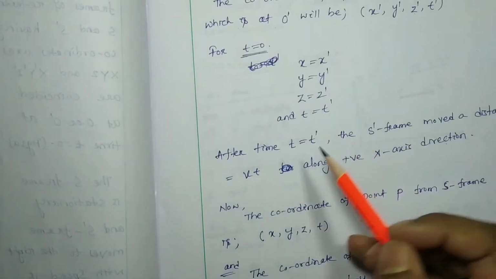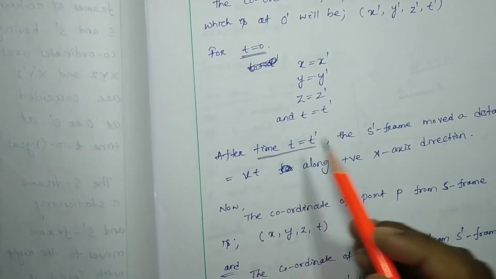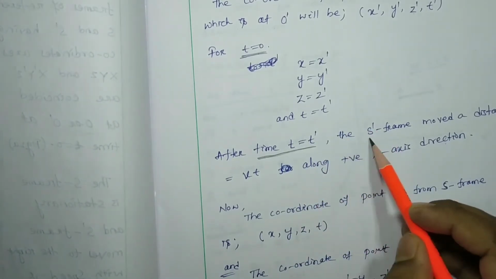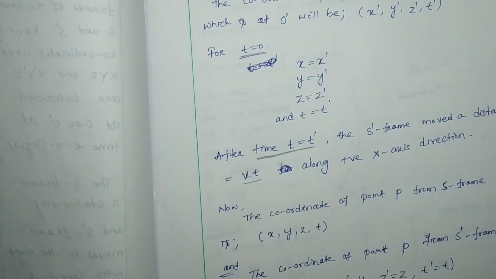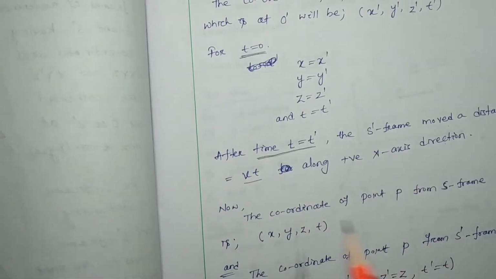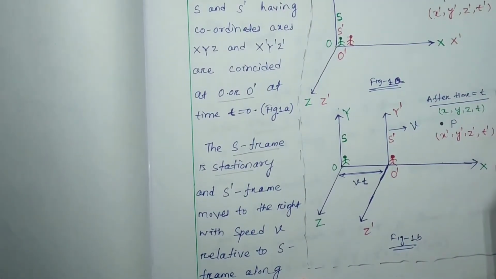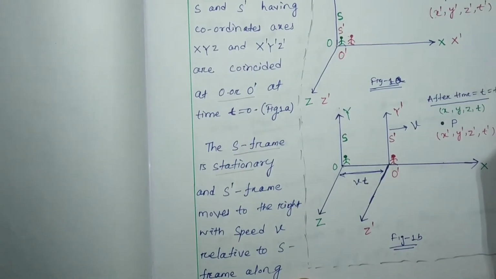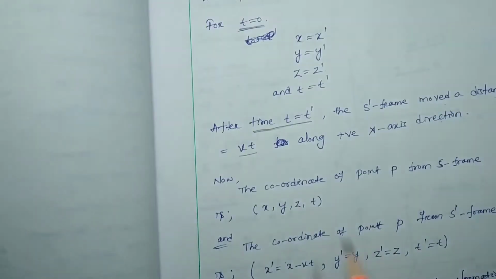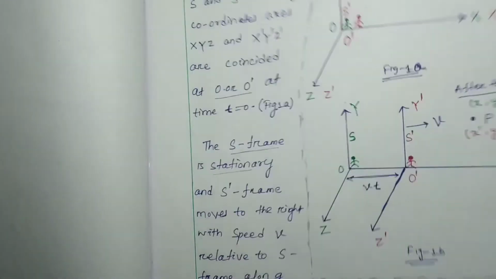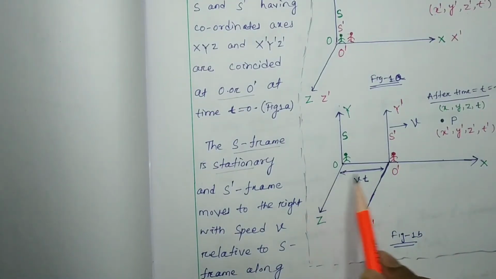After time t, we consider after time t dash. Suppose after time t dash, the S dash frame moved a distance v into t along the positive x-axis direction. If the S dash frame is moving with velocity v, then after time t equal to t dash, the distance will be v into t, or you can say v into t dash, because here we consider t equal to t dash. So this distance will be v into t.